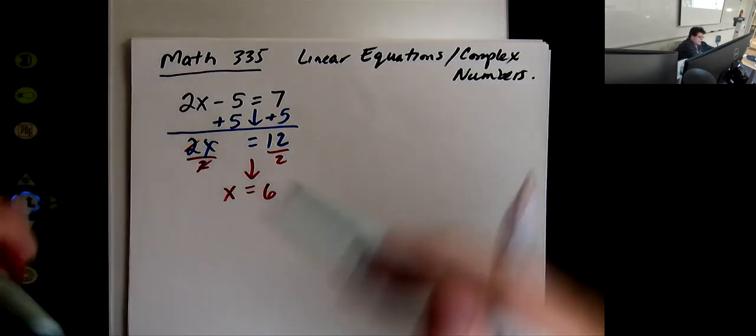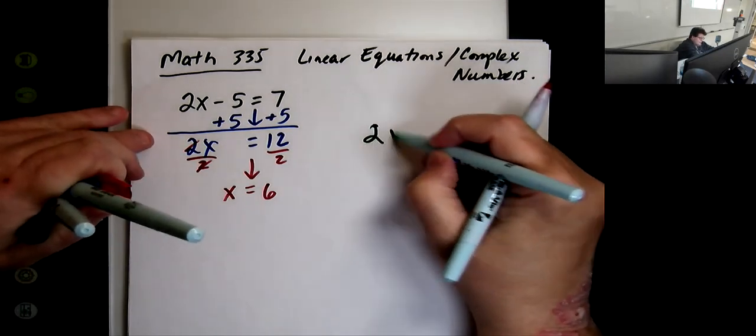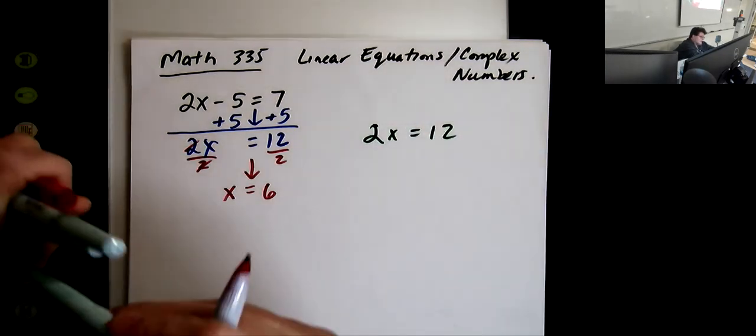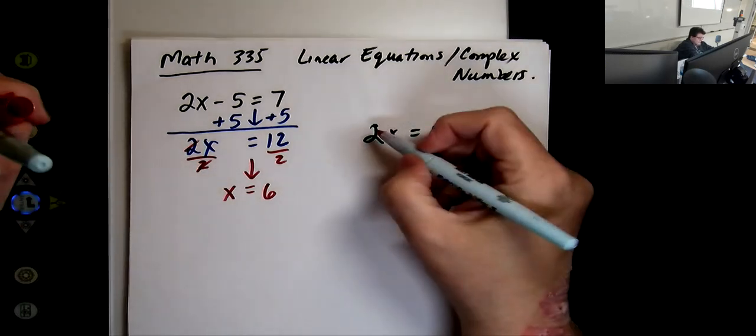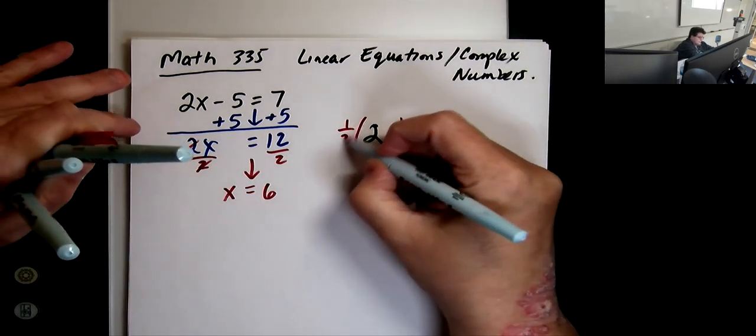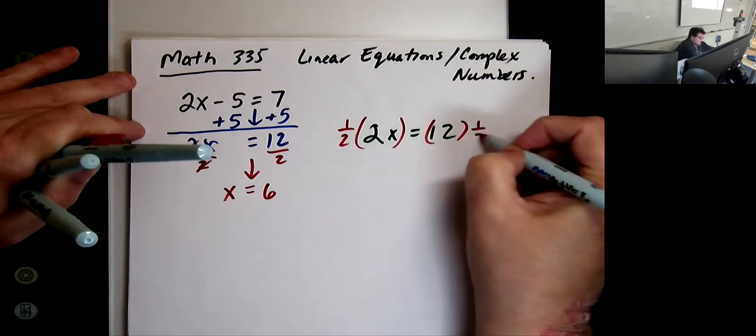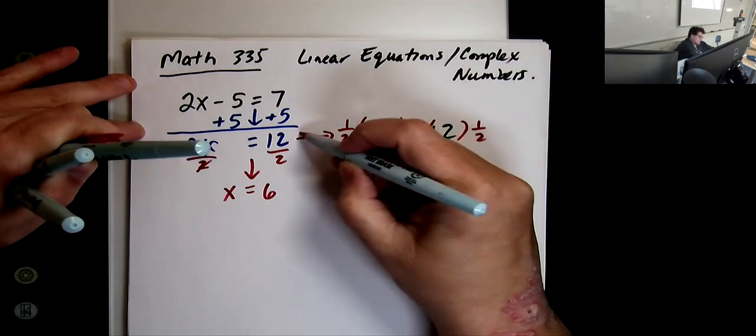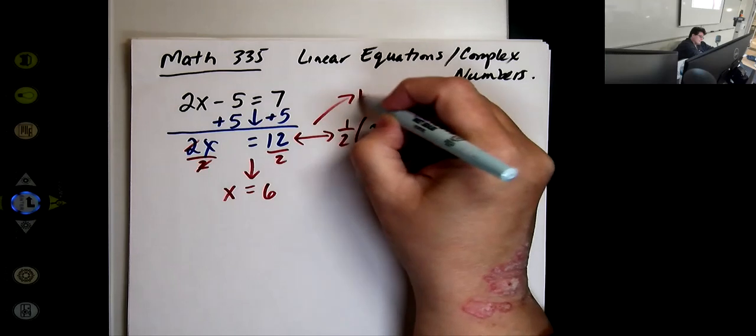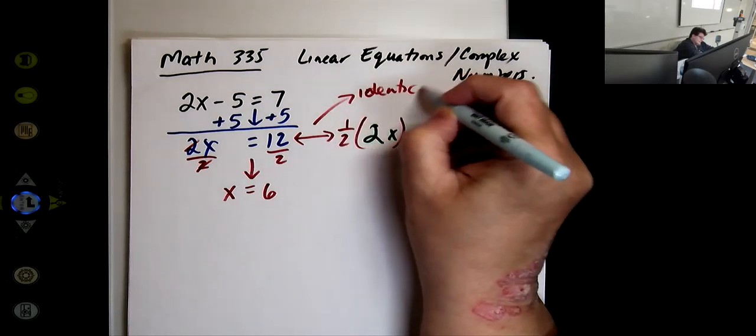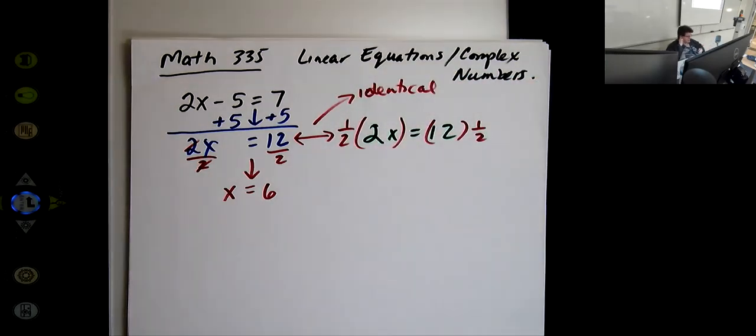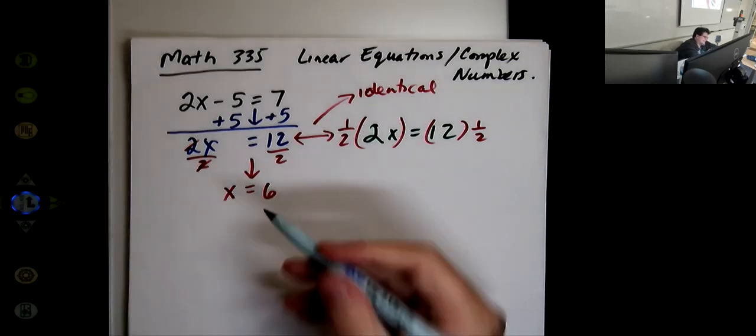Another alternative you have, when you have the 2x equals 12, is not necessarily dividing by 2, but multiplying by the reciprocal or multiplying by 1/2. These two are identical steps. And sometimes multiplying by the reciprocal is the easier way to go. Like we'll see in the next fraction. Did I say fraction? I did say fraction.